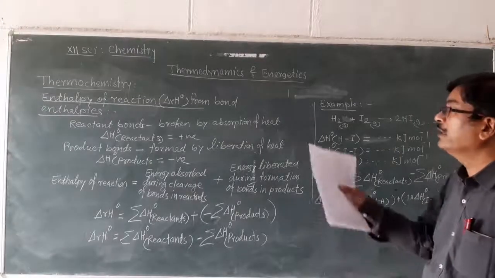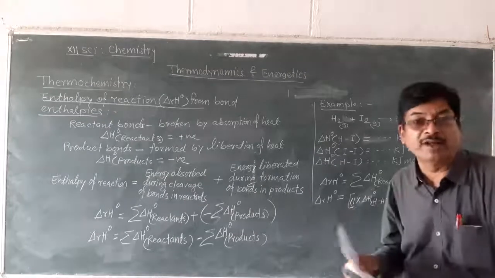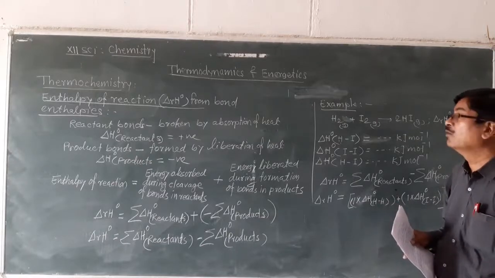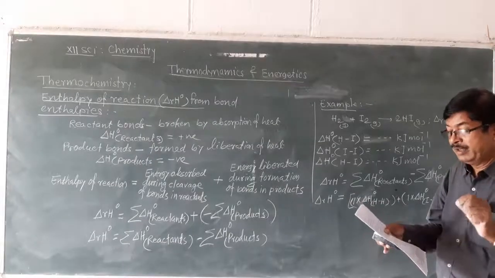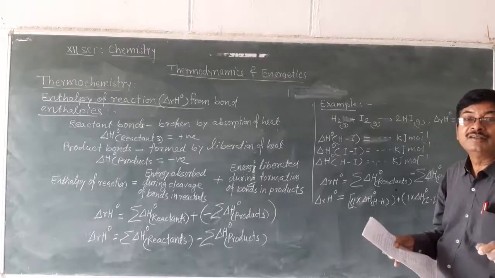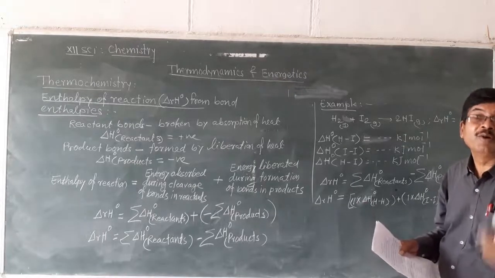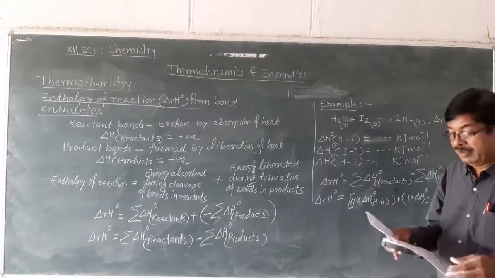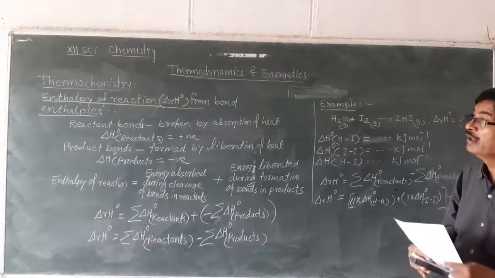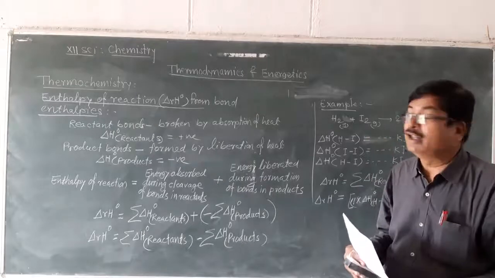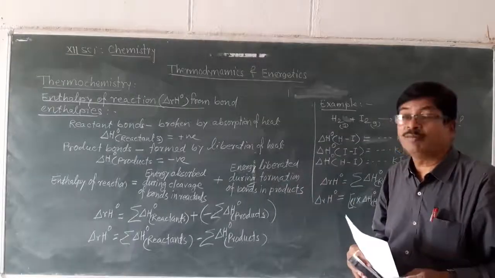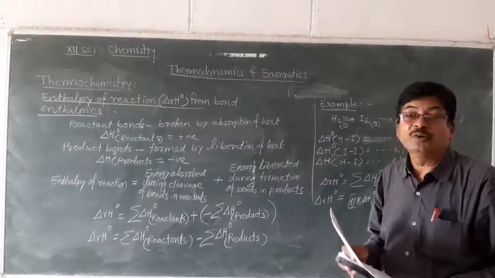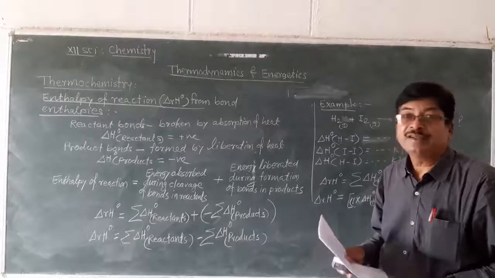Here, not only can enthalpy of reaction be calculated from bond enthalpies of particular bonds, you can also calculate bond enthalpy of a particular chemical bond from enthalpy of reaction and enthalpies of remaining reactants and products given. This is about bond enthalpy, average bond enthalpy and enthalpy of reaction from bond enthalpies. Next time we will discuss numericals on these units. Thank you.